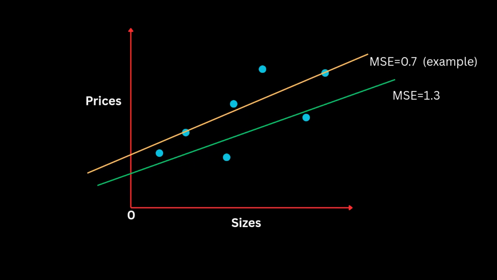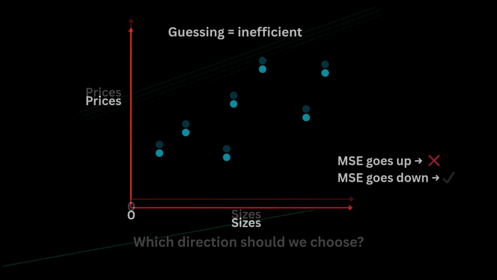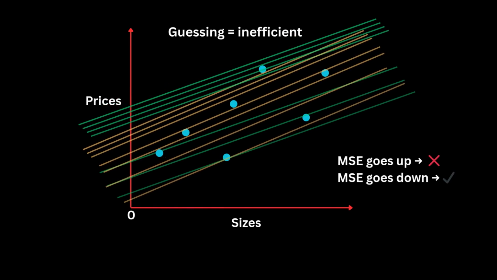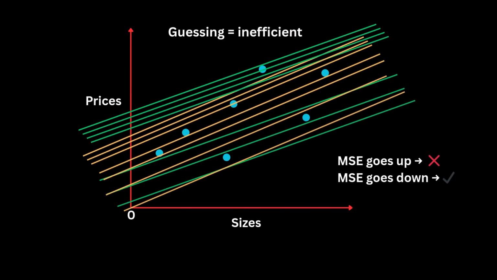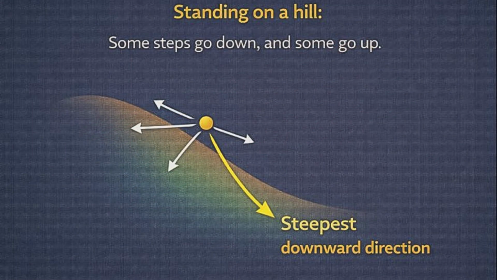In the last scene, we said our goal is simple. Change M and B so that MSE becomes smaller. But there's a problem. When we move the line, there are many directions we could move it. We could try guessing, change the line a little, recalculate MSE. If it gets worse, undo it. But that would be slow and unreliable. We need a rule.